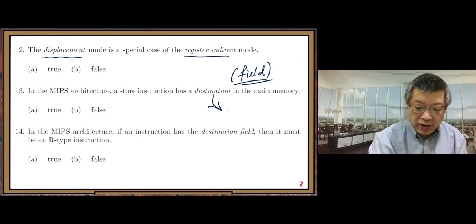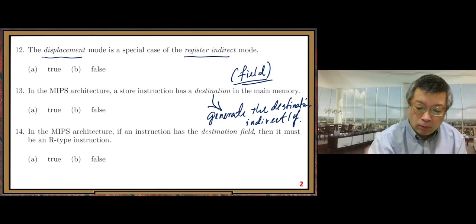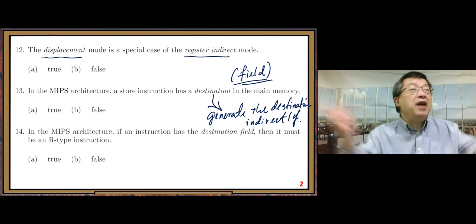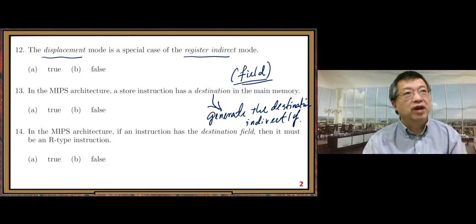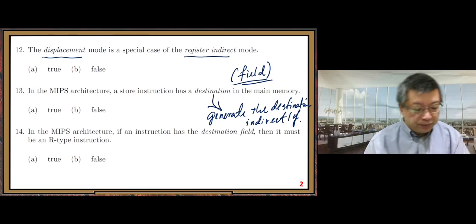So here we're looking at the case where you have some special way to generate the destination indirectly. If you have that, then you have a destination, right? You have a destination.